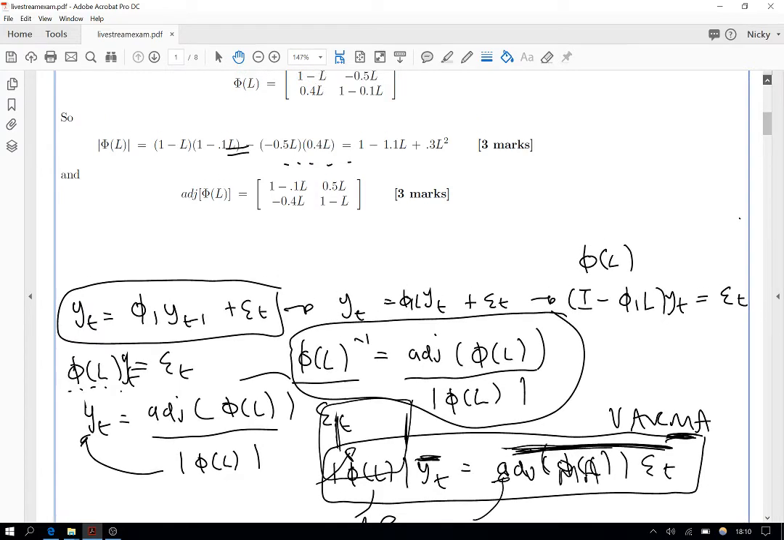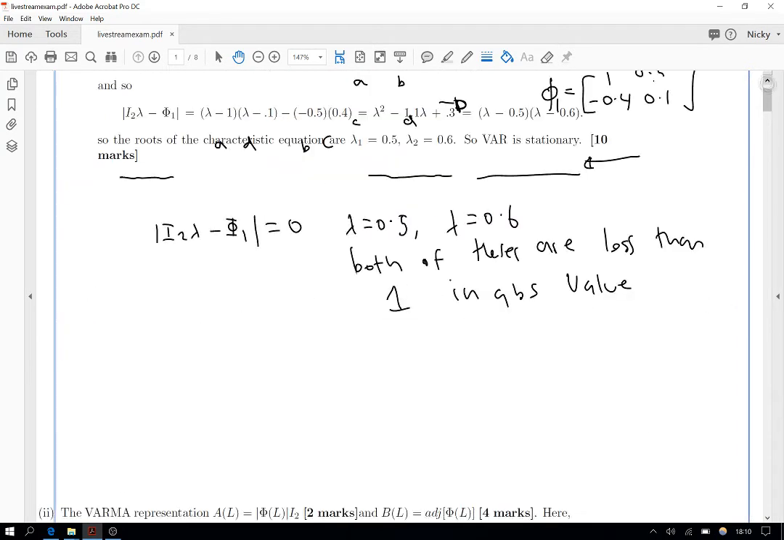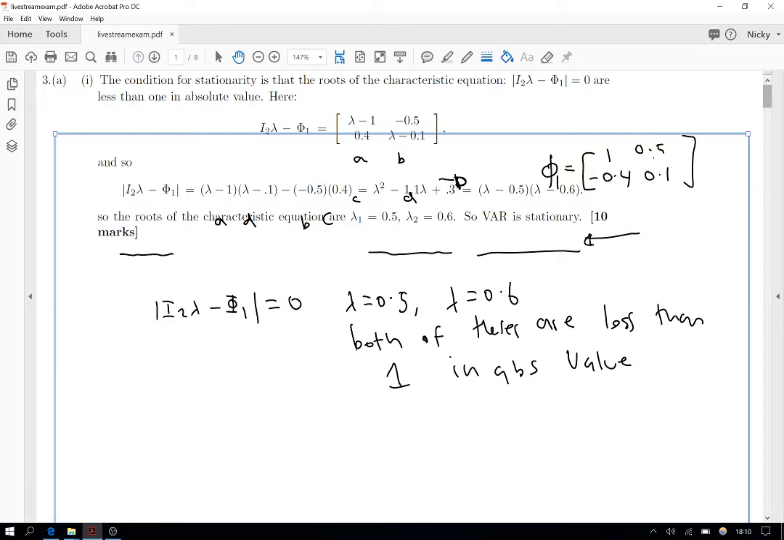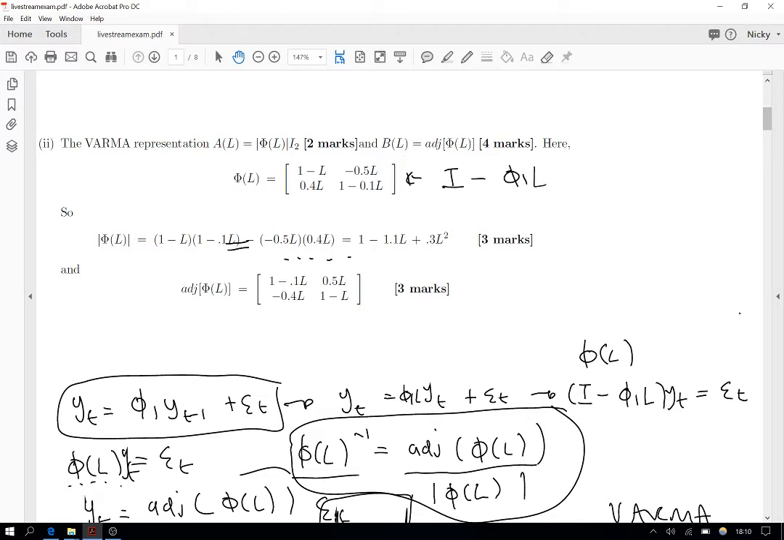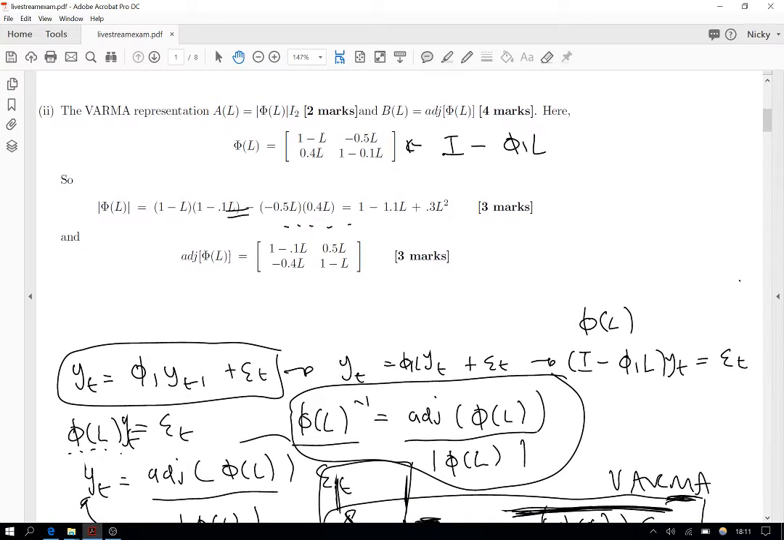So we have, sorry, it's going really slow for some reason. So we have, well, we've got the phi(L) matrix. Remember, this is just I minus phi_1 L, and we've got the phi_1 from above. Okay, and that's it. We worked out the determinant above of this matrix. So we work out the determinant with this here, and then we work out the adjoint, which is just this here. So again, that's it.